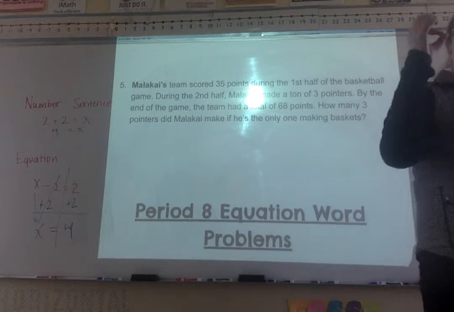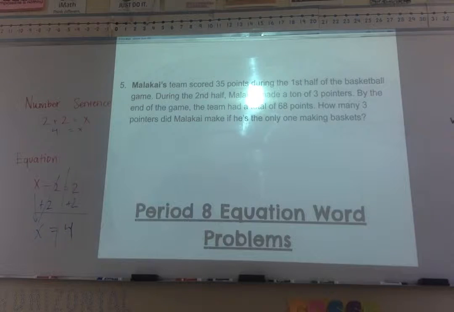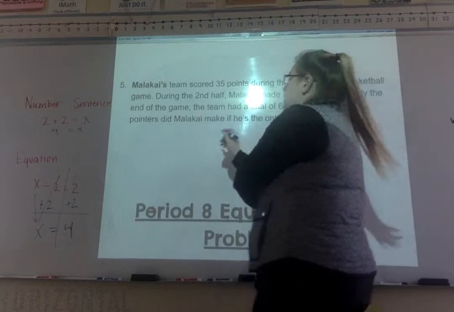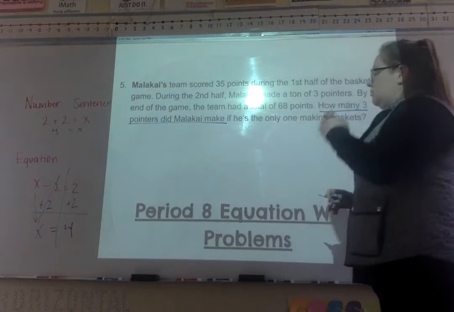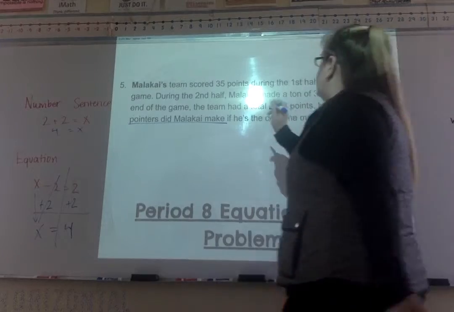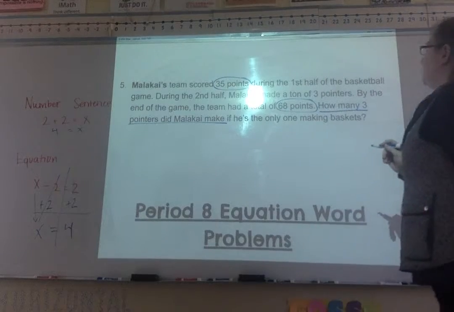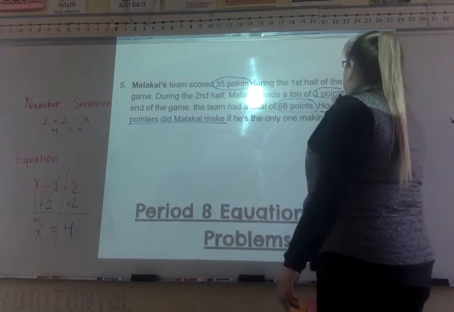Okay, so what's our question? What do I underline? Not how many points, but three-pointers, okay? So how many three-pointers did Malachi make? Alright, so that's the main part of the question. What are our important numbers? Malachi, can you put your phone away, please? Thanks. Emily, what are our important numbers here? 35, 68. Yes. Three-pointers? Yes, three-pointers is an important number.